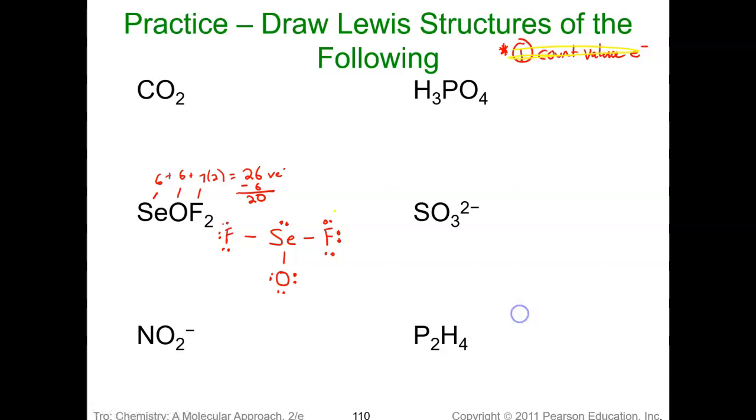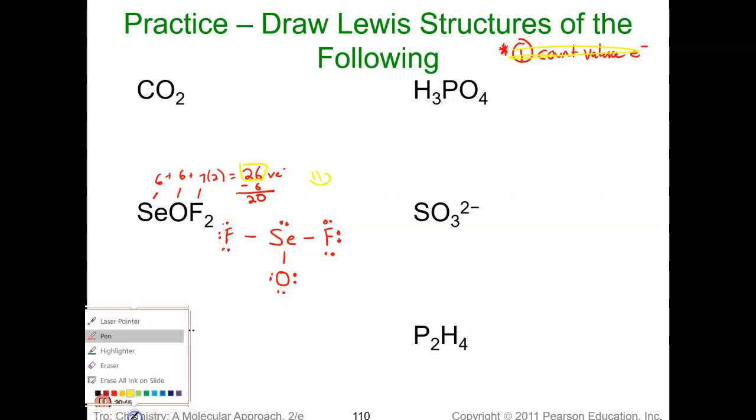Now we need to check for octets. Fluorine has 8. Se has 8. Oxygen has 8. Fluorine has 8. Our octets are good. Do we still have 26? You can't skip these last two steps. 2, 4, 6, 8, 10, 12, 14, 16, 18, 20, 22, 24, 26. Happy Lewis structure. You absolutely must check for octets, and you must make sure the valence electrons at the beginning are the same as the valence electrons at the end.